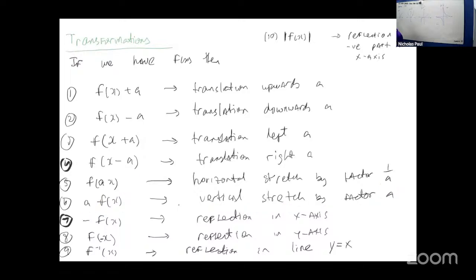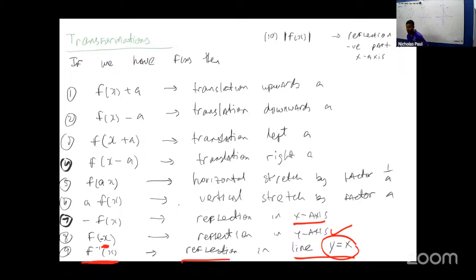If there's a minus, what does the minus in front of the whole function do? It's a reflection in the x-axis. If there's a minus in front of the x, it's a reflection in the y-axis. And last one in this set, whenever they ask you to find the inverse of a function, it is the reflection in the line y equals x. Okay? Those are the 9 that you have to know, and one more from last week.